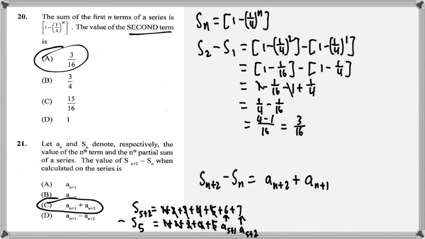So guys, I hope you all understood this. A and C are the answers for 20 and 21 respectively.